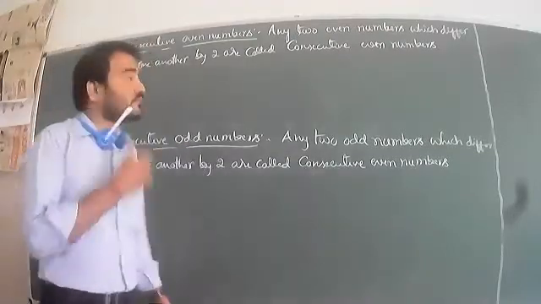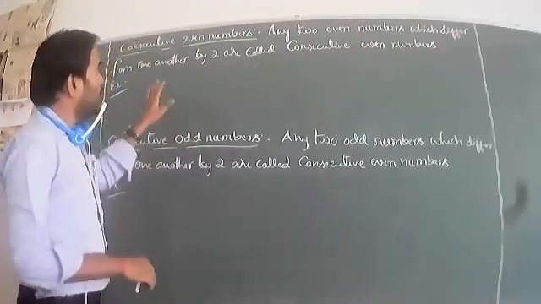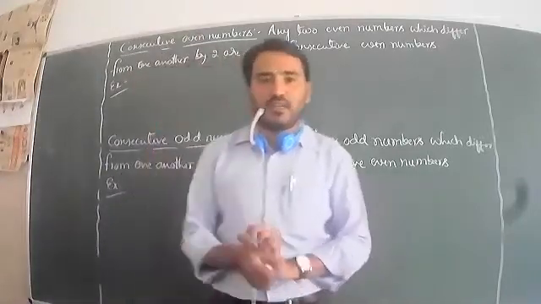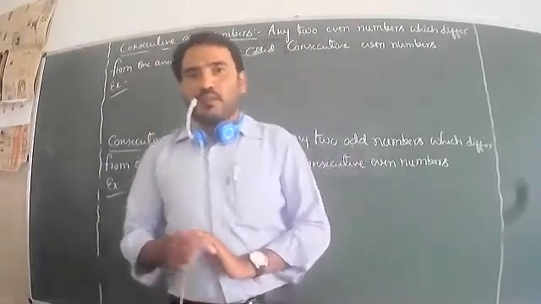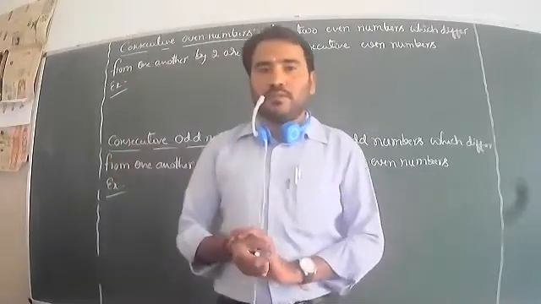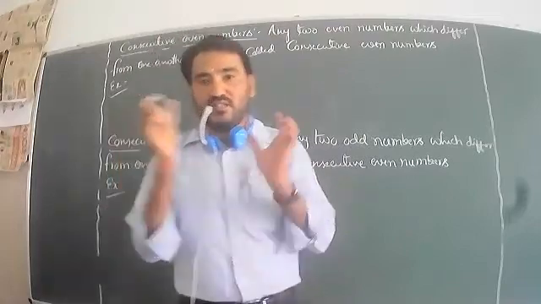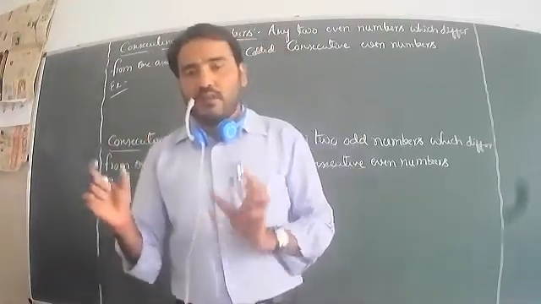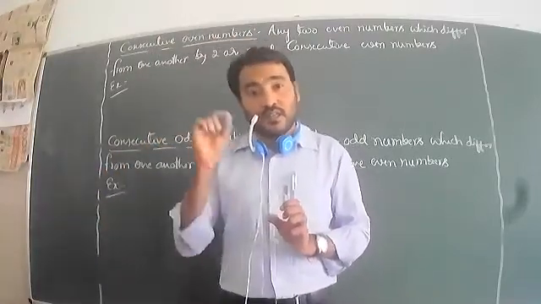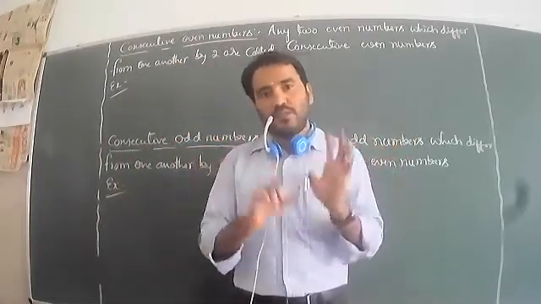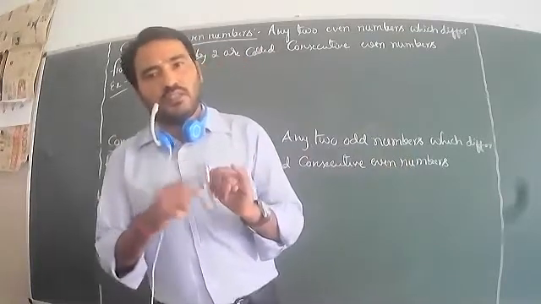Students, look at that. Consecutive even numbers. What is meant by consecutive even numbers? Even numbers you know already. Even numbers means numbers with 0, 2, 4, 6, 8 in the one's place. Those numbers are called even numbers.